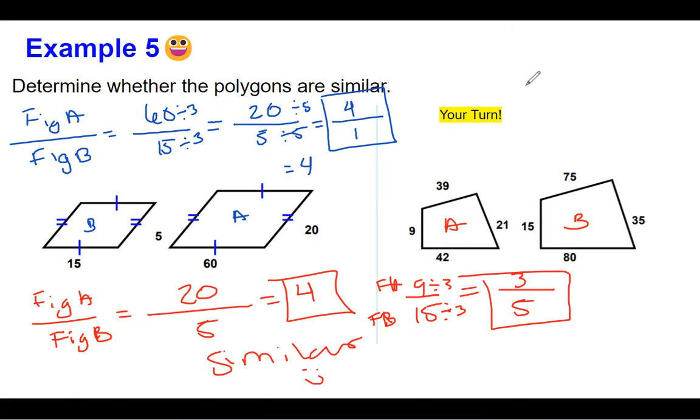Nelson, what's another pair of sides that we're going to compare? Figure A, 42 and 80. So what do we divide by? Let's start with 2 if you can figure out a value. So 2 and 2. This would be 21 and 40. I don't think they have anything more in common, but can you find the decimal value of 21 over 40?